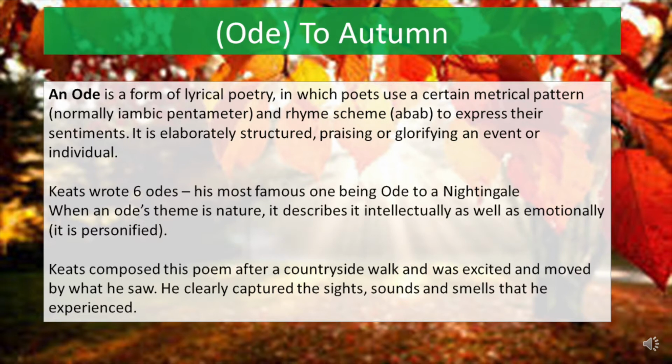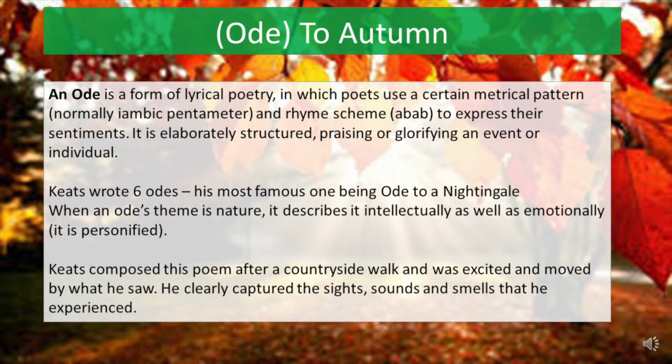And normally it was written in iambic pentameter, normally but not always, and the rhyme scheme tends to be ABAB, so it's quite a simple rhyme scheme, and it's just to express their feelings about how they felt about it. And which is quite fitting really, because if it's written in iambic pentameter and in a rhyme scheme of ABAB, then it's structured, and what it's doing is it praises or glorifies an event or an individual or even an object. You can do an ode to an object, which is what John Keats did.